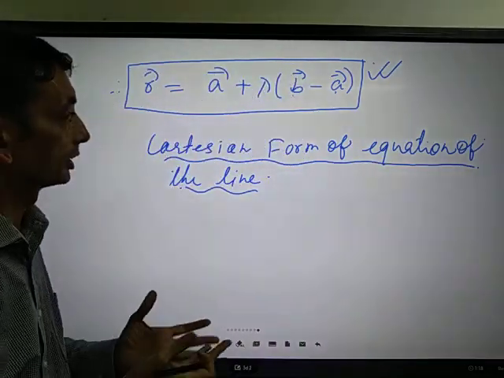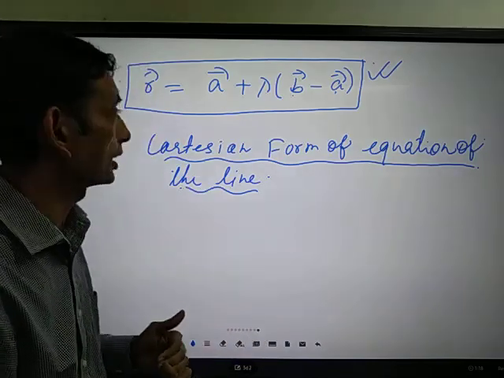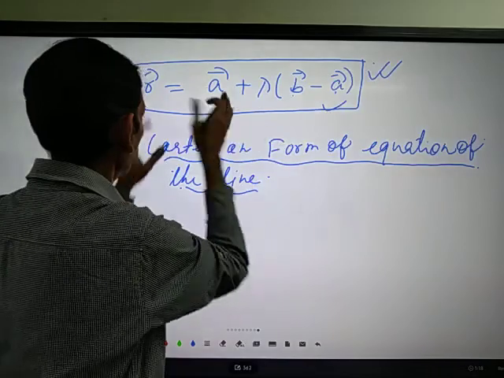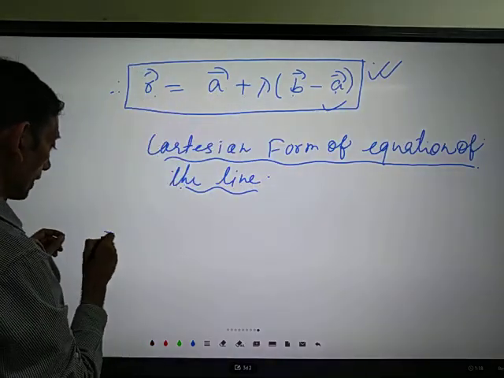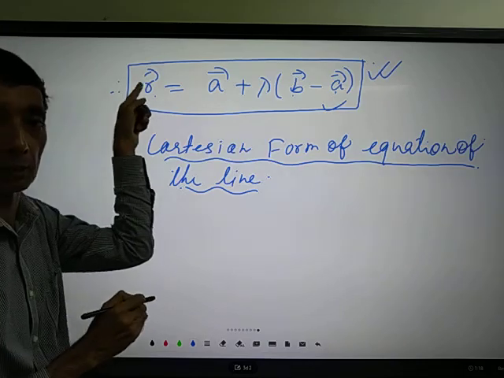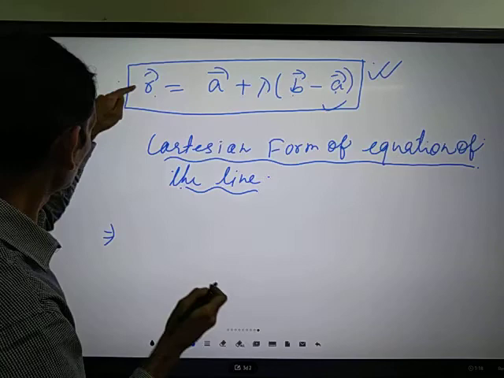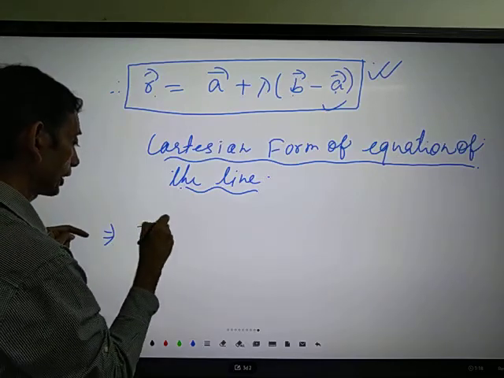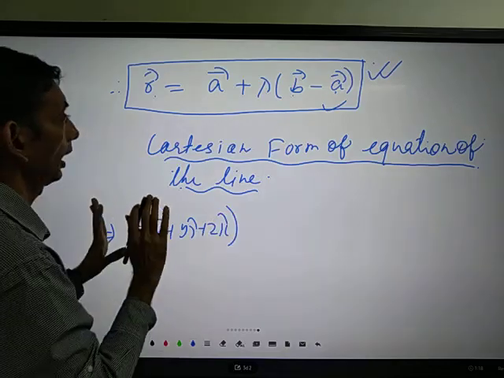So as in the previous theory also, we have derived the Cartesian form from the given equation. So directly we can just start deriving from these equations. r is the position vector of the arbitrarily chosen point, and the coordinates of P are x, y, z. So r can be written as x i cap, y j cap, and z k cap.